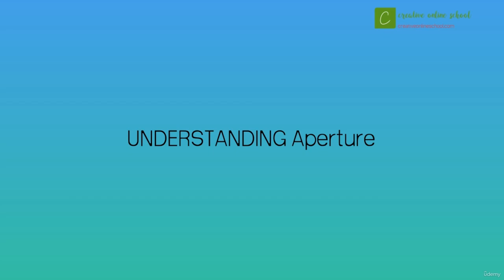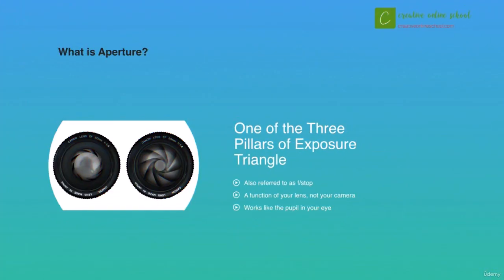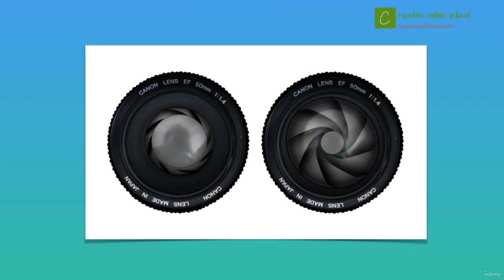Understanding aperture. What is aperture? It's also one of the three pillars of the exposure triangle. It's also referred to as f-stop. It's actually a function of your lens, not your camera. Aperture is a diaphragm basically that will either expand for a wide opening, like you see on the lens on the left, or constrict for a narrow opening, like the lens on the right. It works just like the pupil in your eye.